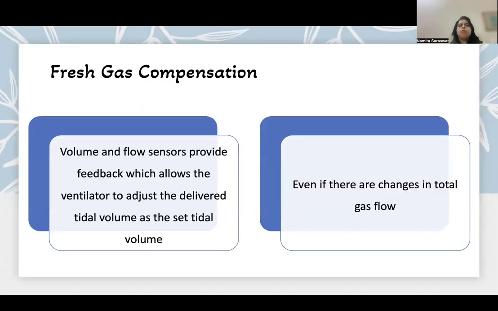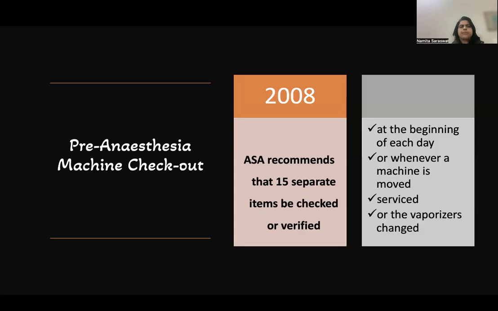Now, what is fresh gas compensation? Volume and flow sensors provide feedback which allows the ventilator to adjust the delivered tidal volume to the set tidal volume, even if there are changes in the total gas flow. These two features are very important to provide the precise set tidal volume to the patient.